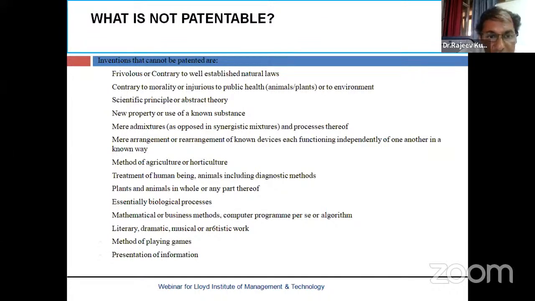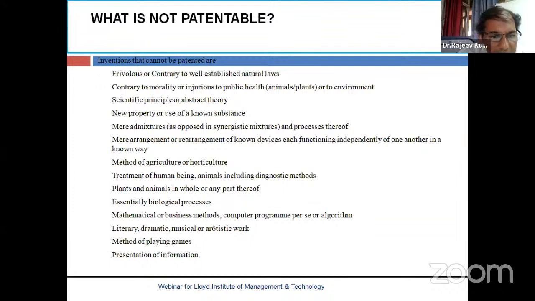So plants and animals in whole or any parts thereof are not patentable. Any biological process is not patentable. Mathematical or business methods, computer programs are also not patentable. So computers वाले जो लोग हैं, they do write different languages, computer languages, in the form of algorithms, and these algorithms are not patentable. Similarly, mathematical formulas, a method to perform a business, such kind of things are not patentable.